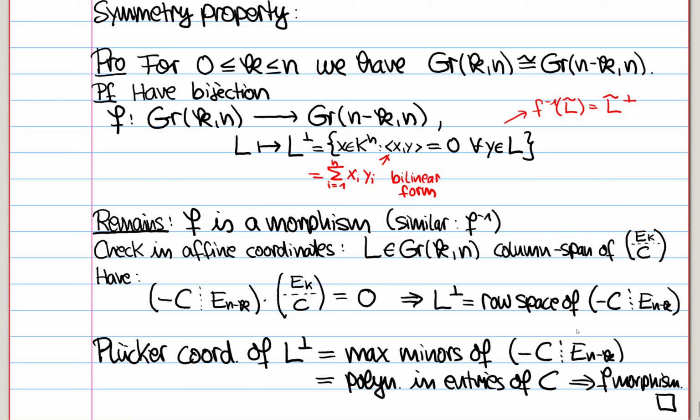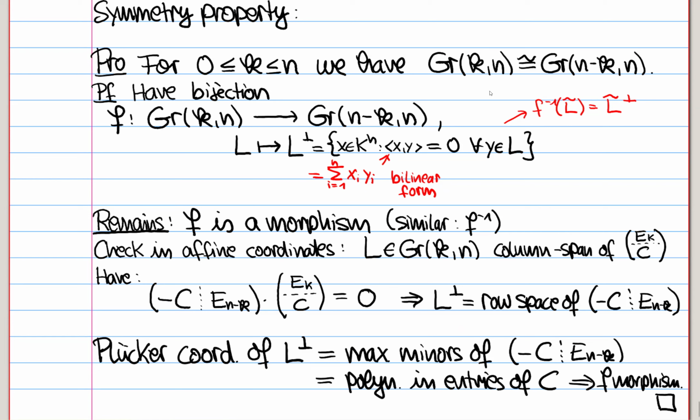But now you see, why is this a morphism? Well, this here sits inside this big projective space. So what we have to show is that the Plücker coordinates on F of L are regular functions on this affine patch of the Grassmannian. But the Plücker coordinates here are just the maximal minors of this row matrix. And these are, of course, polynomials in the entries of C. And so these coordinates being polynomials means that F is a morphism, and this finishes the proof.